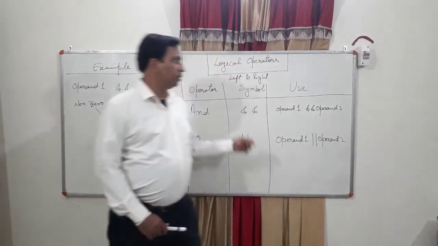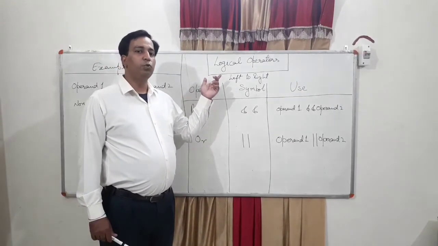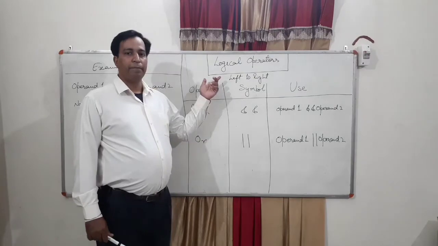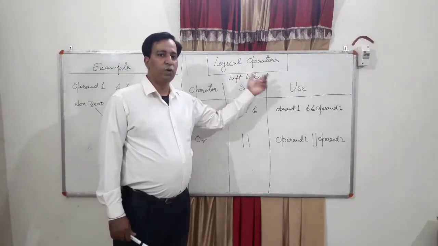Today's topic is logical operators. Logical operators are binary operators and will need two operands to operate on. The associativity of logical operators is left to right.